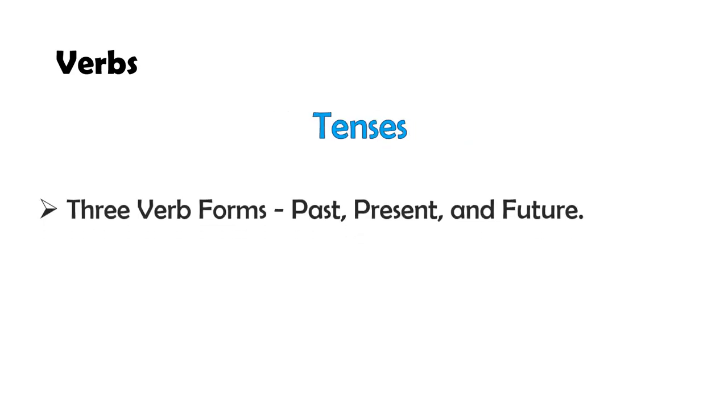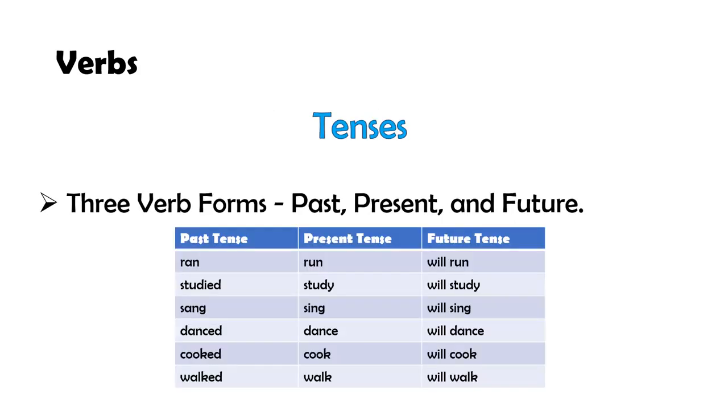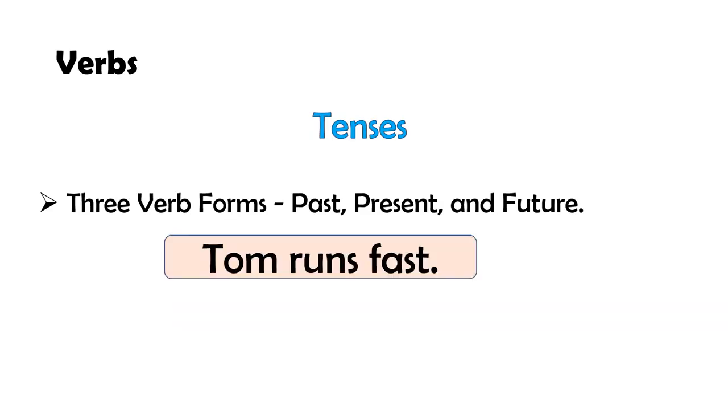Tenses. There are three verb forms which English speakers use to talk about the past, present, and future in their language. Tom runs fast. The verb runs tells us how Tom runs in the present.